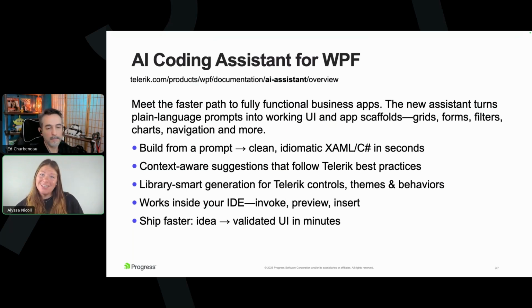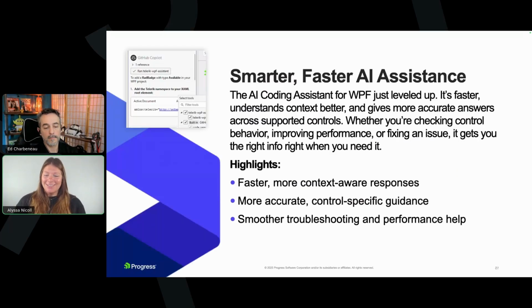our editor of choice is Visual Studio in this audience. But as of this quarter, because last quarter we got the AI coding assistant, this quarter the AI coding assistant for WPF got leveled up. So they improved the speed, it's quicker. It understands your code context better, which honestly is like the best level up you can have. And it delivers more accurate answers across supported controls.